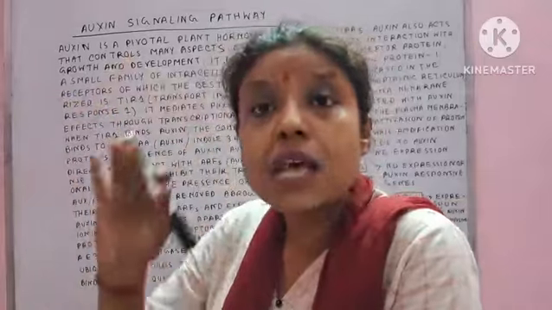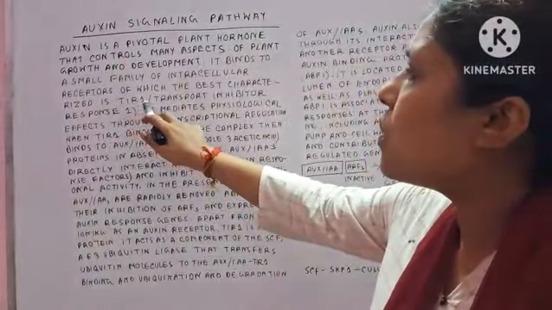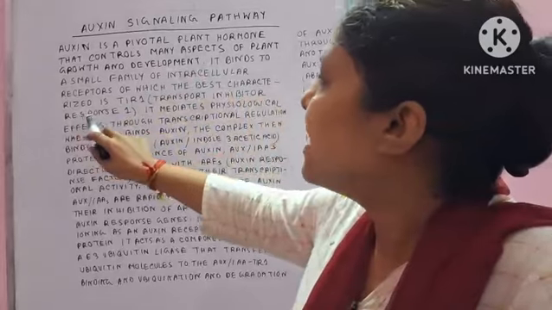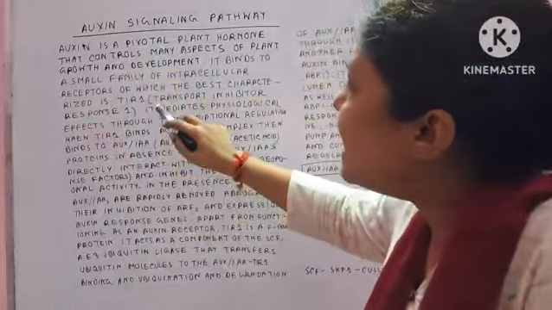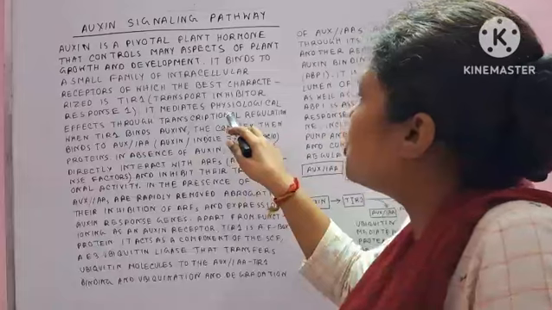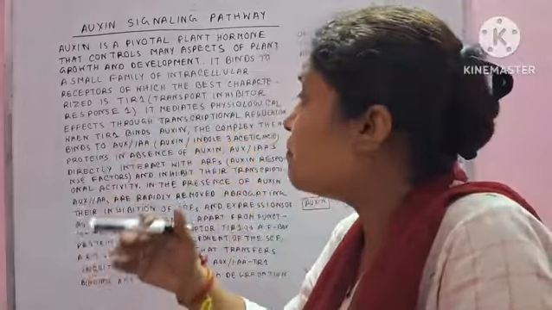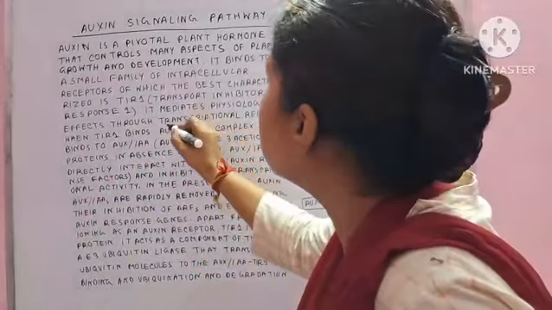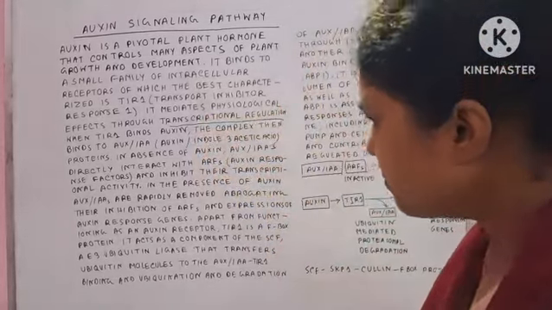Here auxin binds the type of receptor known as TIR1. Its full form is transport inhibitor response 1. First auxin binds to that, and it mediates the physiological effects through transcriptional regulation. So what is the process by which they play their roles? The process is transcriptional regulation. This is called transcriptional regulation.